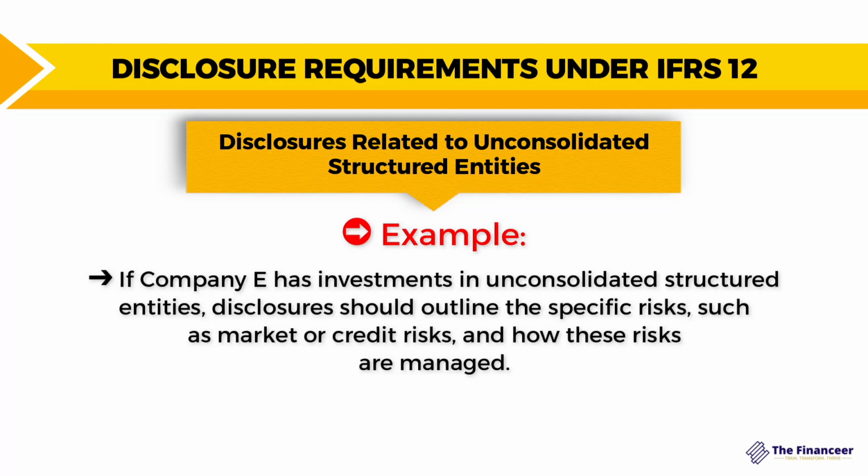So for example, if company E has investments in unconsolidated structured entities, the disclosure should outline the specific risks such as market or credit risk and how these risks are being managed. And above all, the entity must provide disclosure regarding the nature of this unconsolidated structured entity. What is the objective of this type of entity? Is it related to a specific project? So what are these projects? All of this information must be disclosed.